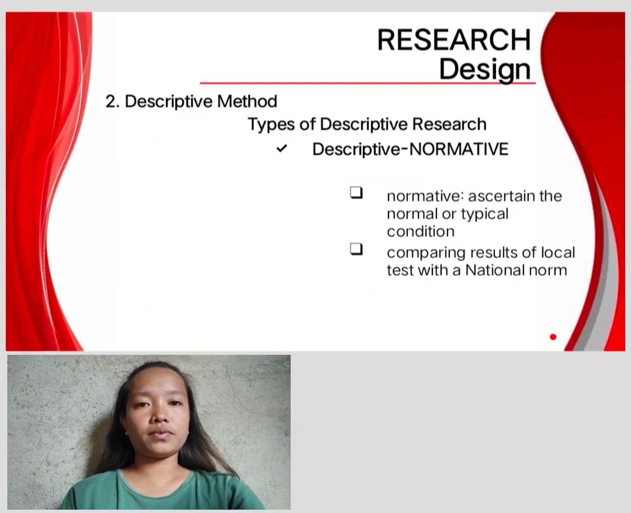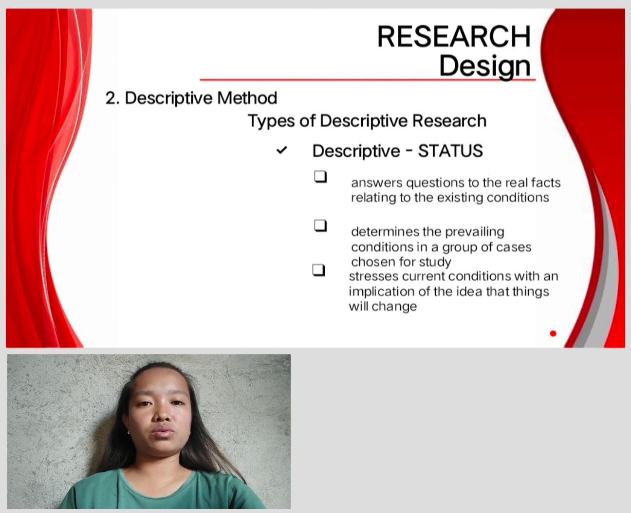Descriptive normative: ascertains the normal or typical condition by comparing results of local tests with a national norm. Descriptive status: answers the question of the real facts relating to existing conditions. It determines the prevailing conditions in a group of cases chosen for study. It stresses current conditions, with the implication that things will change.